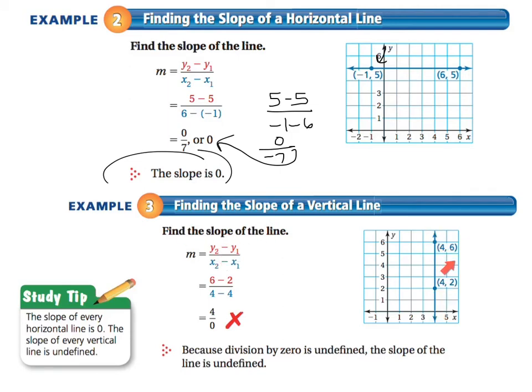Now in example 3, find the slope of a vertical line. If I subtract my x values, let's say 6 minus 2, that gives me 4, and my y values give me 4, and my x difference gives me 0. 4 divided by 0. Now wait a minute. Because division by 0 is undefined, the slope is undefined.